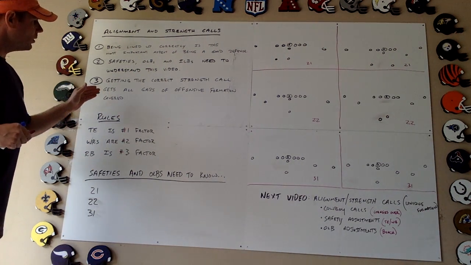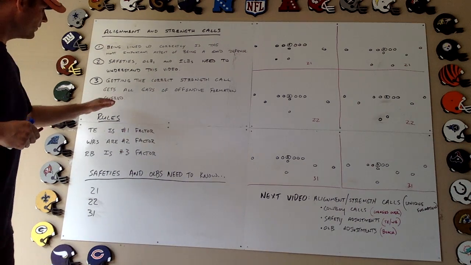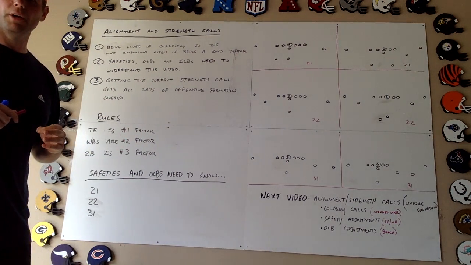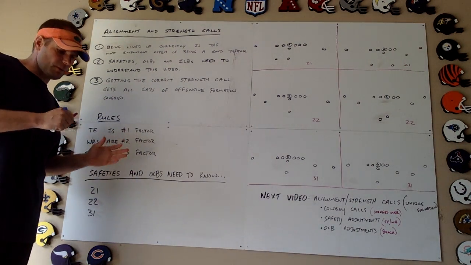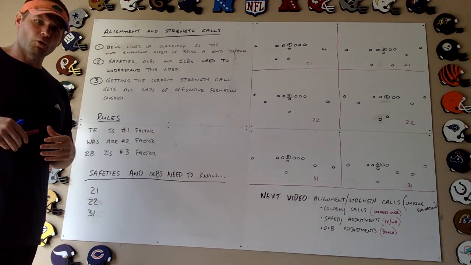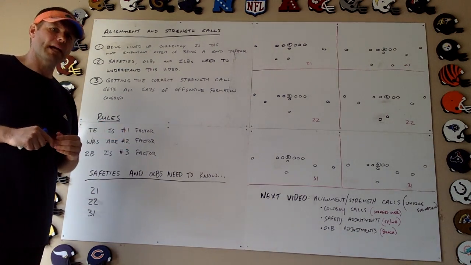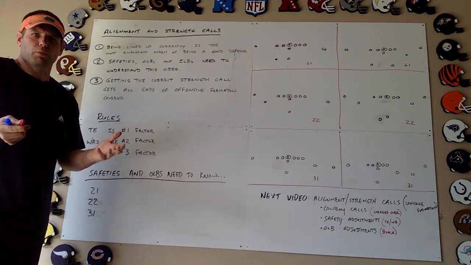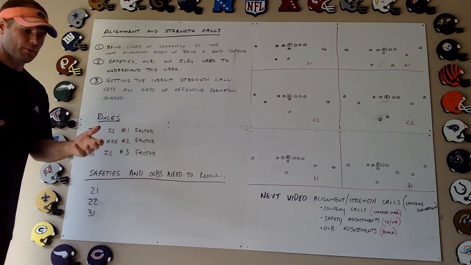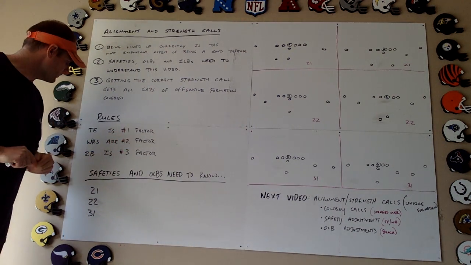And getting the correct strength call gets all gaps of an offensive formation covered up with a defender. So if we made an incorrect strength call or a late strength call and we don't have every gap covered, and an offense calls a play that goes through that gap without a defender in it, it's going to be a big play or a touchdown.